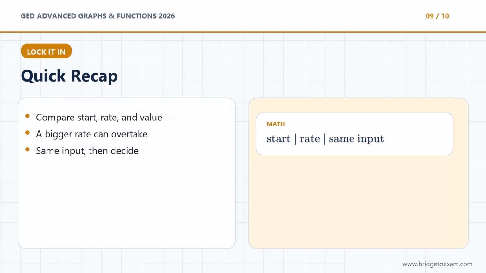To compare two functions, look at the starting value, the rate of change, and the value at the input in question. Remember, a smaller start with a bigger rate can overtake. And always evaluate both at the same input before deciding. Now, different representations will not fool you.